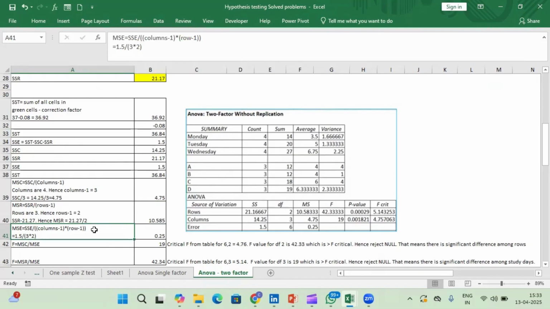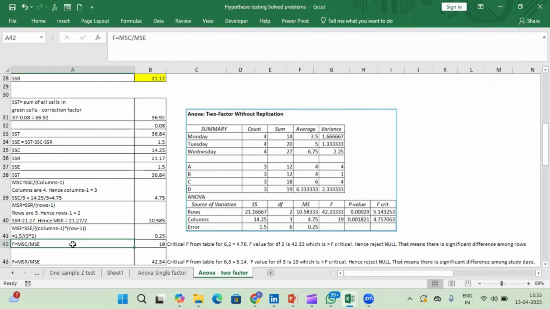MSE is SSE divided by, in the denominator, columns minus 1 into rows minus 1. So the formula is here. SSE is 1.5 divided by 3 into 2, that is 6. 1.5 divided by 6, that is 0.25.